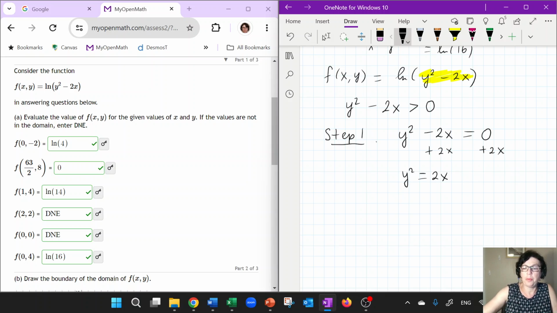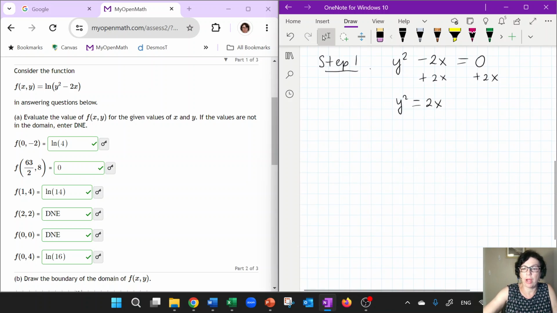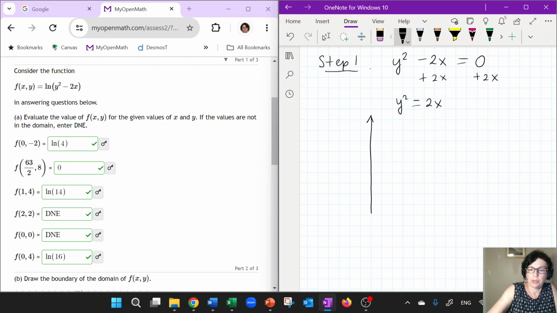Now, this is a parabola. So I'm supposed to graph this boundary. And this is a parabola, but it's a horizontal, not vertical parabola. So let's see if we can graph it. All we really need is the vertex. So the vertex here is going to be at 0, 0.